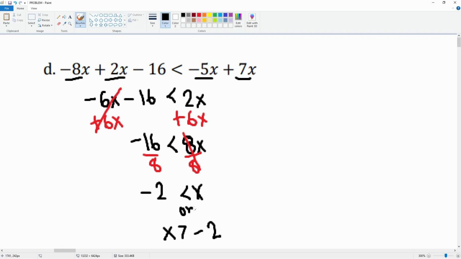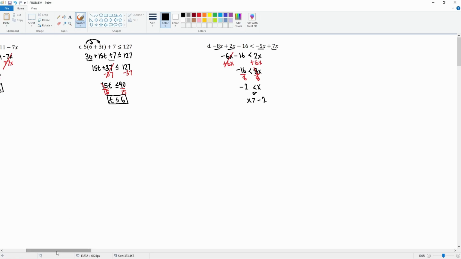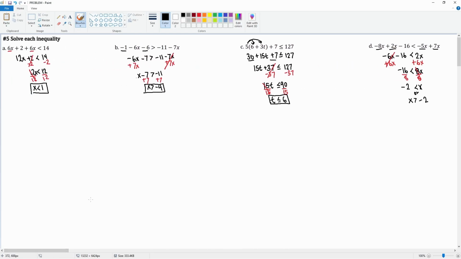Okay, both answers here are valid. Right, so there you go. That is how you solve for each one of the inequalities. You got to make sure you simplify, combine like terms, then solve.